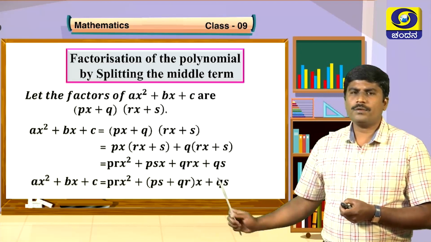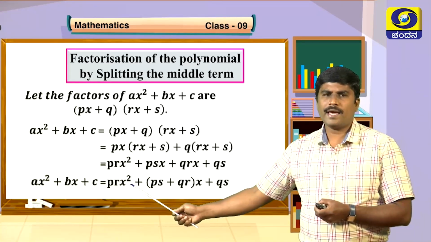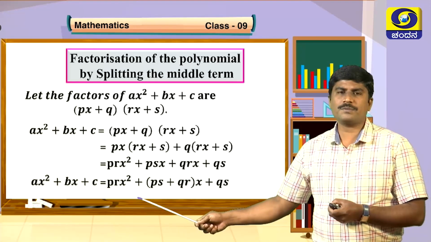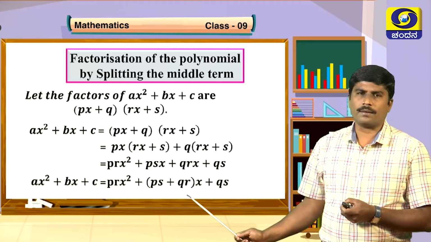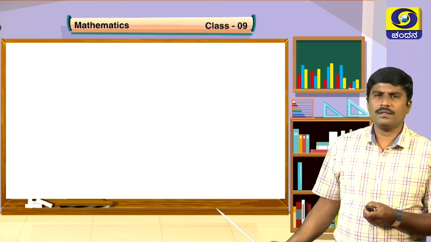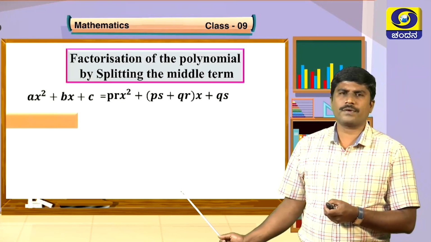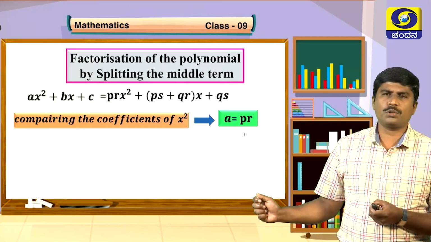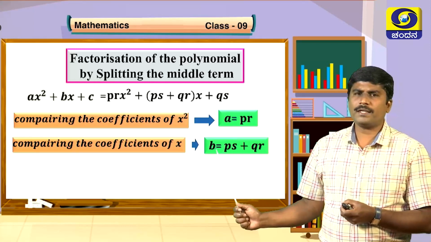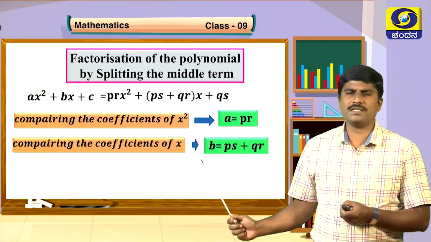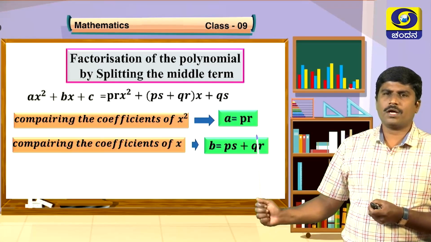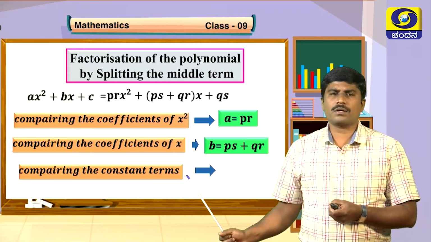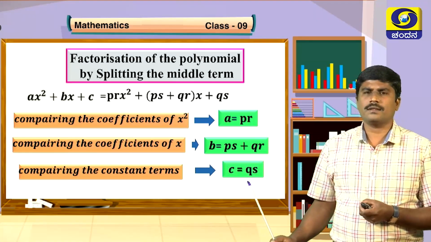Now if you compare these two, ax square and pr x square, comparing the coefficient of x square, a becomes pr. If you compare the coefficient of x, b becomes ps plus qr. We call it the middle term. b is the middle term. If you compare the constant term, you get c, which is qs.